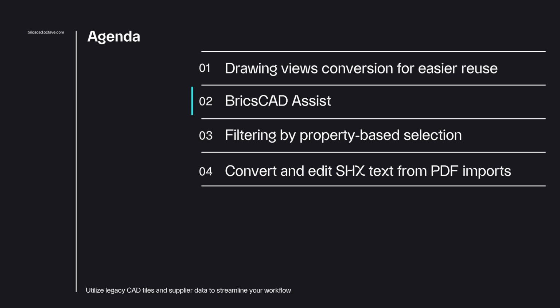Number three, we'll look at filtering by property-based selection. It enables us to run queries in the filter panel to select, deselect, add or remove entities. You can also execute queries in the panel or the command line, and it enables you to save and reuse these filters.